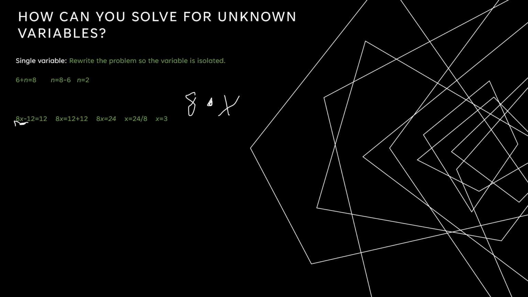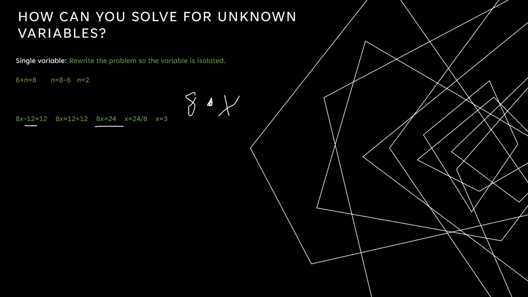But first, we have to get rid of the other part of that equation. So the first part that we're going to have to get rid of is the negative 12. So of course, to do that, we're going to add it to both sides of the equation. So then our equation goes from being 8x minus 12 equals 12 to 8x equals 12 plus 12, or 8x equals 24.